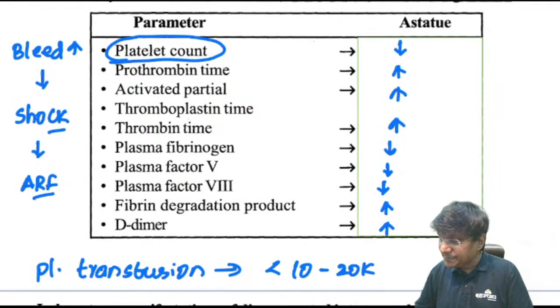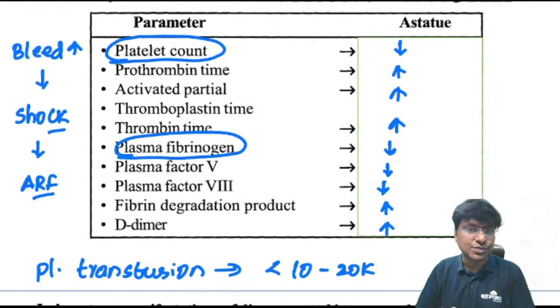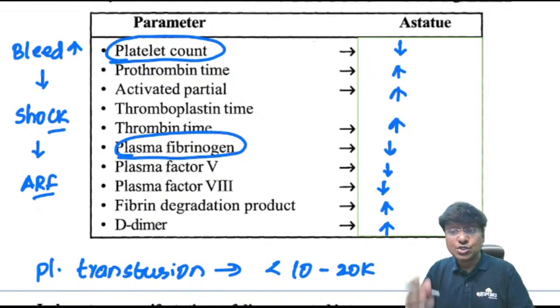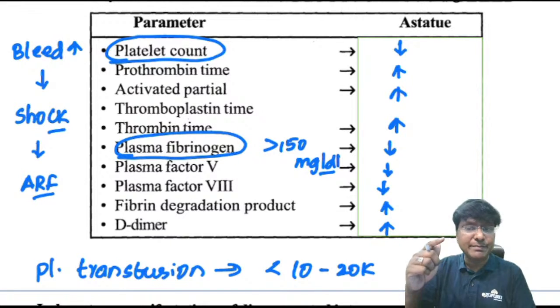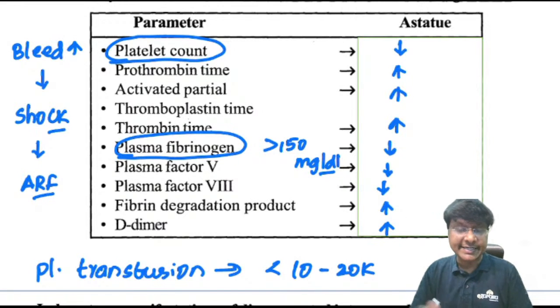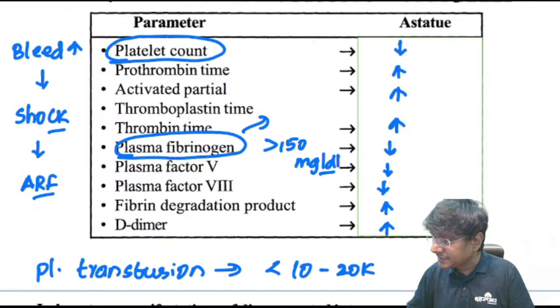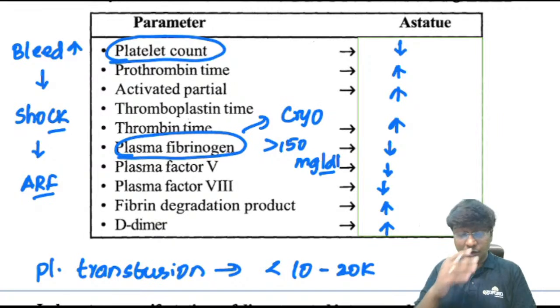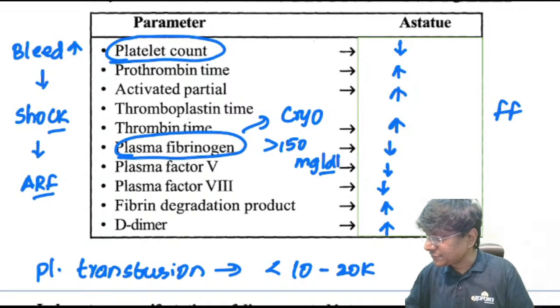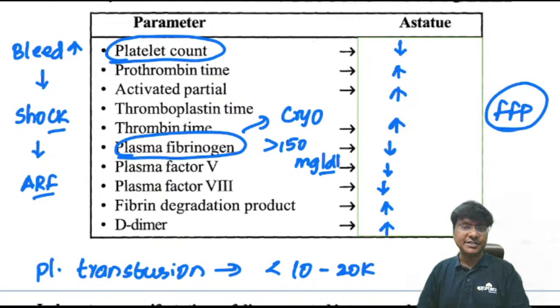And the other point is the plasma fibrinogen levels are reduced. So you need to see that the plasma fibrinogen level should be more than 150 milligrams per deciliter. For that you need to give cryoprecipitate. And whenever your PT and APTT are elevated, you also need to give fresh frozen plasma. So this will be the treatment in patients with disseminated intravascular coagulation.